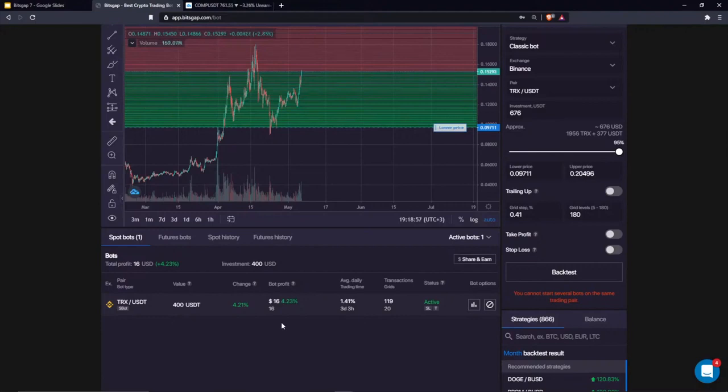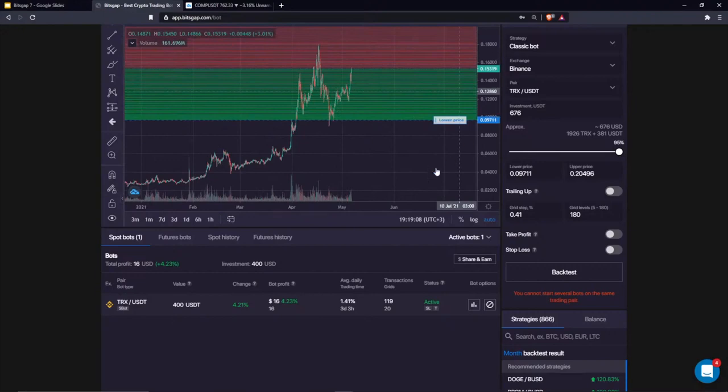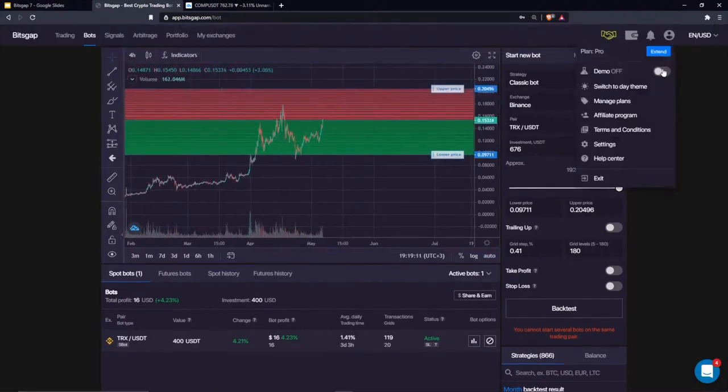It's not the real one. It can be like 15%. I mean, somewhere around this value, more than you actually earn, because it doesn't take into account the fees that you paid. So yeah, let's go back to the demo mode.